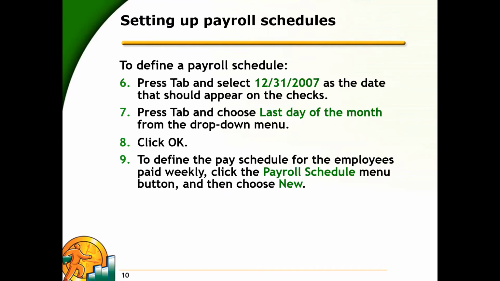Okay. So to define a payroll schedule, press the tab, and I'm not going to specify the specific date here as it's relevant to how you want to set the specific employee out. I just use this specific date as it is the end of the year date that I would use to close the specific period out. So in this case, I'm using the last day of the year as a date that should appear on the checks. Press the tab and choose the last day of the month from the drop-down menu. Click on OK to define the pay schedule for the employees.